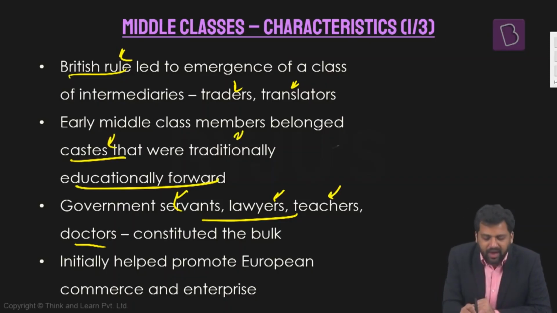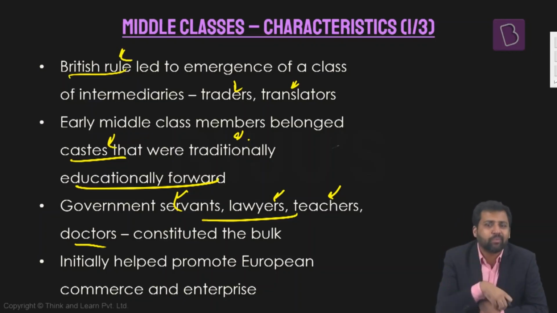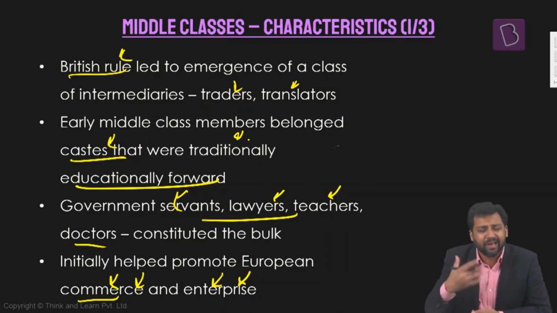But keep in mind, there is some caste link also here. Usually those castes which were traditionally educationally forward, upper castes who have had a traditional position in the caste hierarchy, are the ones who are taking it up. So this is what is happening. And all these things are benefiting the Britishers. Because these middle classes, not necessarily directly supporting them, are helping the Britishers in whatever activities they're taking up. So it is promoting indirectly their commercial interest, and it is helping them set up European enterprises in India.